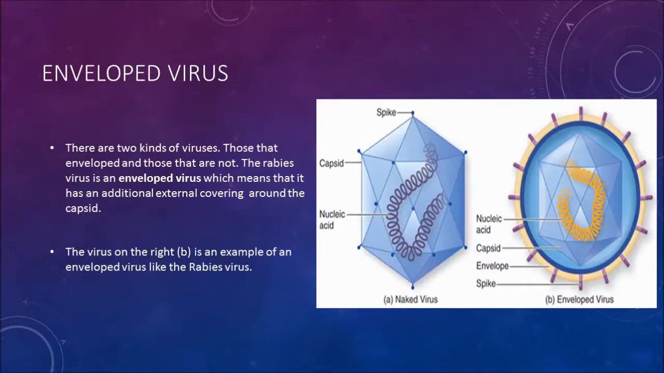We know that the rabies virus is an enveloped virus. To refresh your memory, there are two kinds of viruses. There are naked viruses and there are enveloped viruses. Maybe kind of like a naked mole rat versus a hairy mole rat. We know that the naked viruses don't have anything beyond the capsid. That's kind of the final layer of protection.